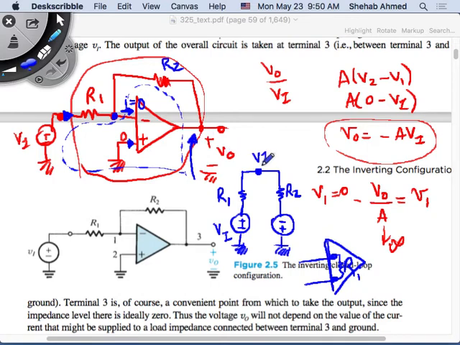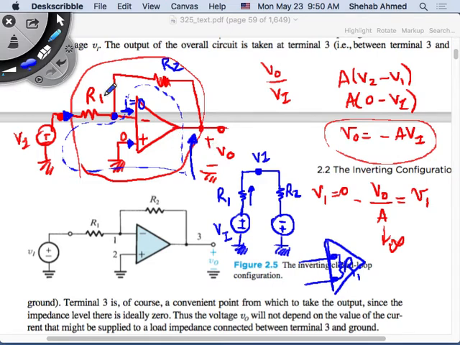Where is this voltage coming from? I had no current flowing because this was connected straight to the op-amp. Since I had no current flowing, the voltage between this node and ground is equal to the voltage at this voltage source. Right? So that's before adding the feedback.